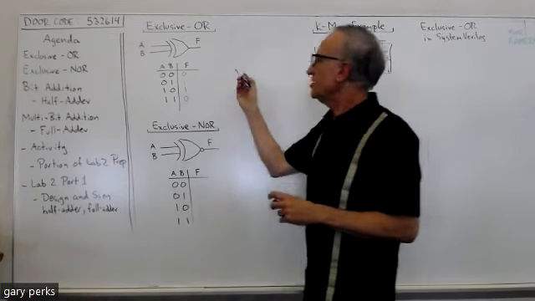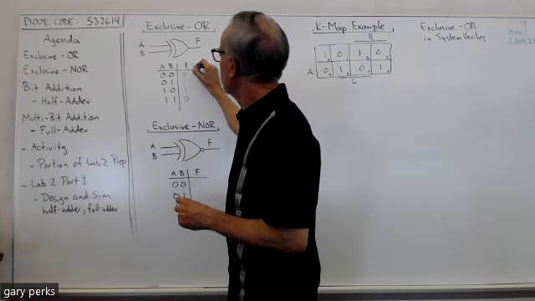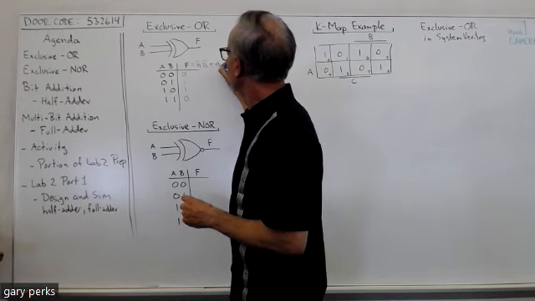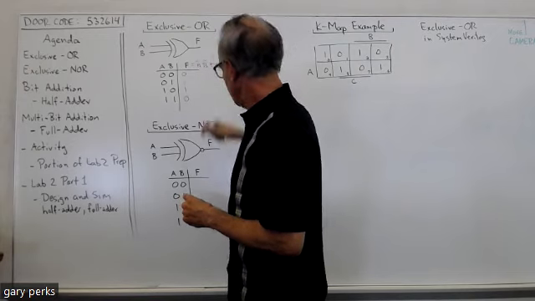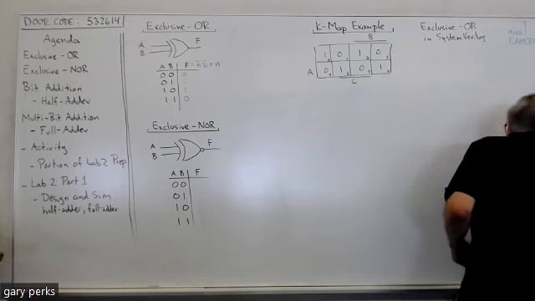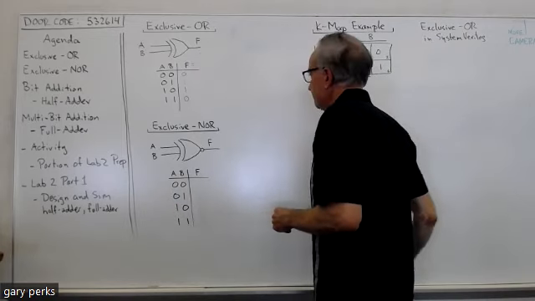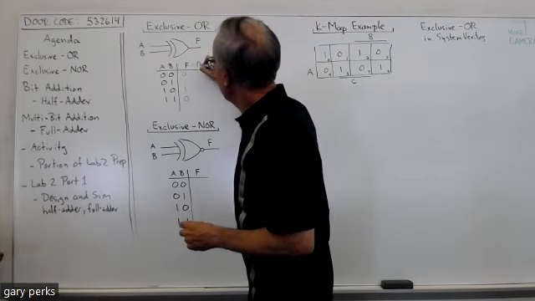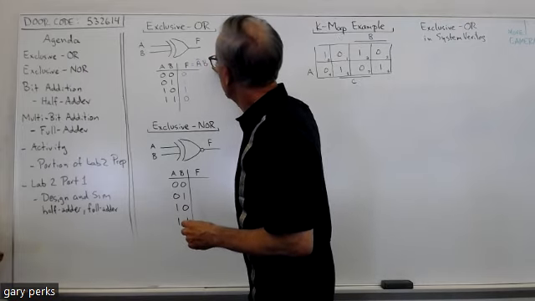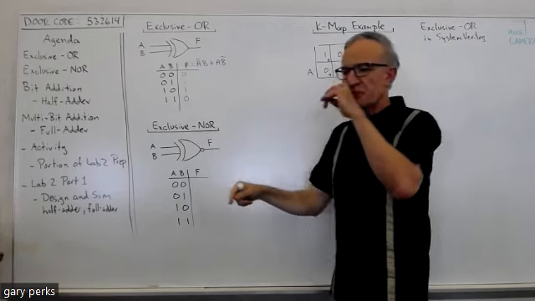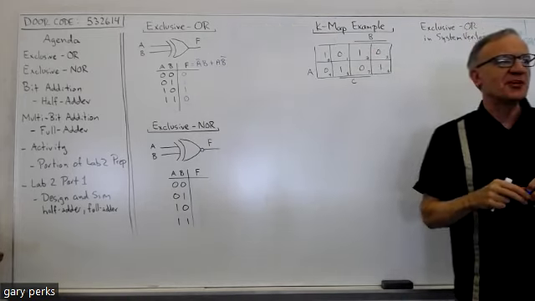And the SOP equation for F would be not A, B, or A, not B. Right? Because we just write the inputs for when the output is 1 when we're doing SOP for F, right?